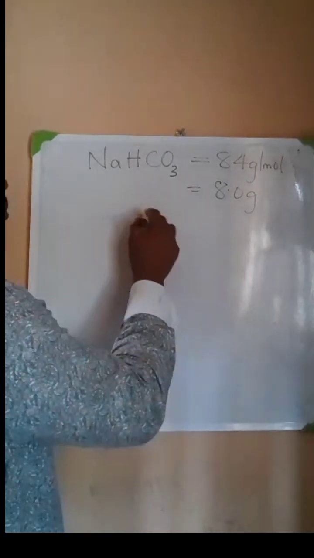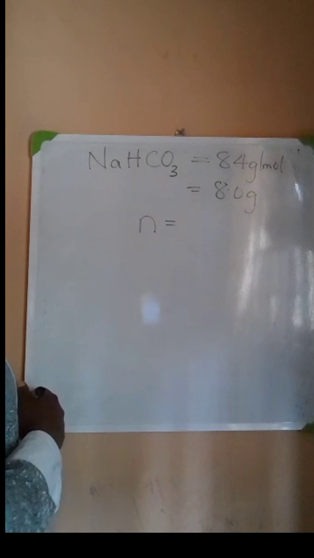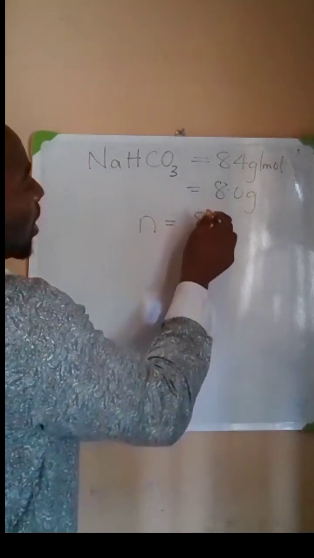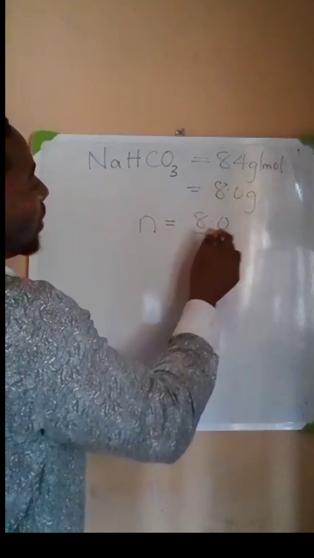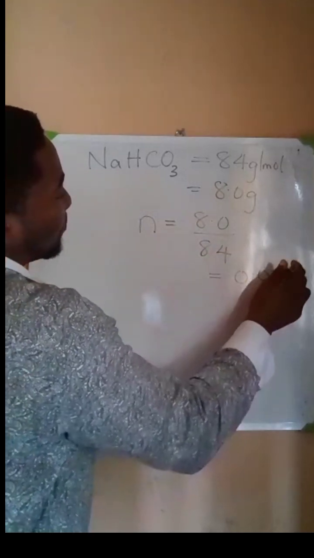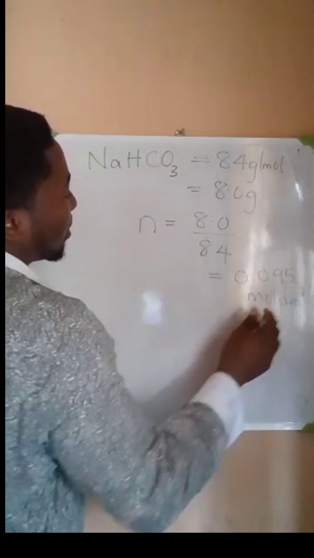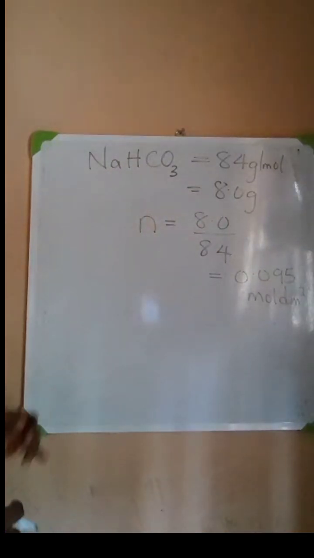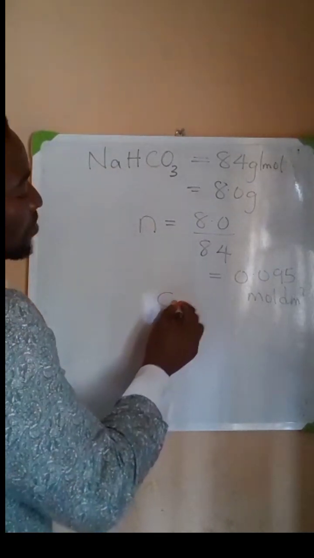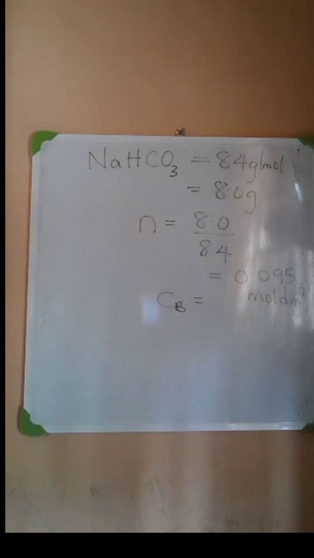So the first thing I need to do is to find the amount of the salt that was dissolved in 1000 cm³ of the solution, and that's by dividing the given mass over the molar mass. When you do that, you'll be getting 0.095 mole per dm³. So that is the concentration of the base, or solution B. So we have gotten our Cb. Our Cb is 0.095 moles per dm³.